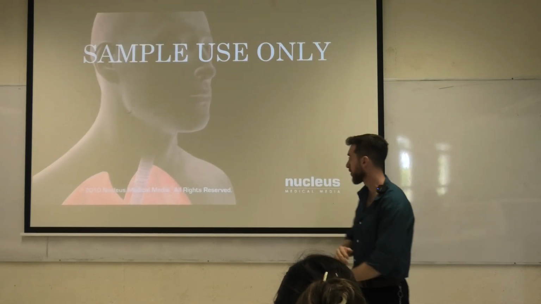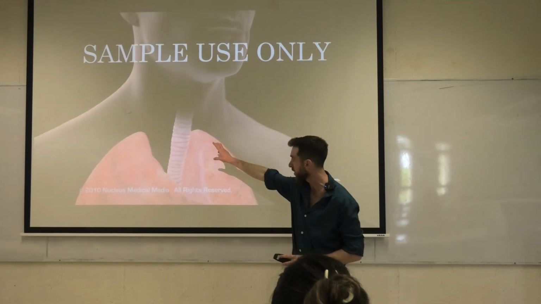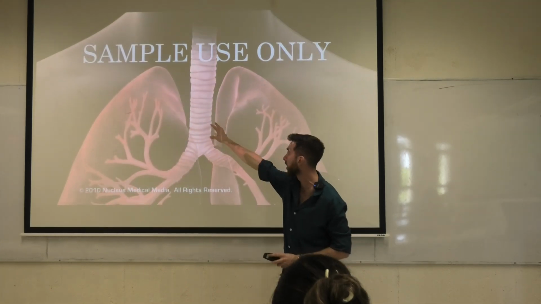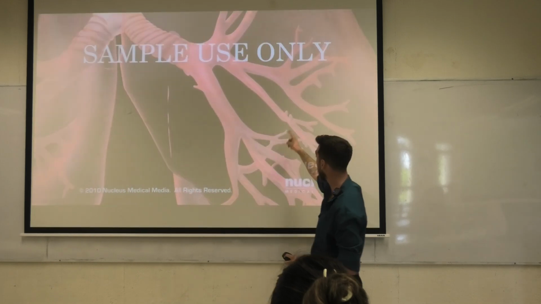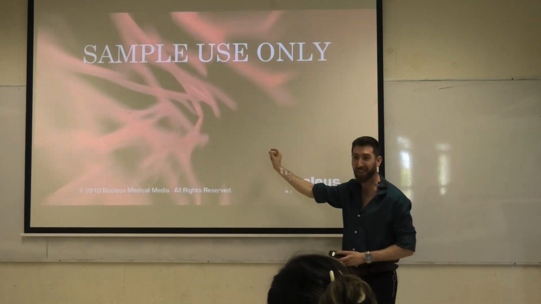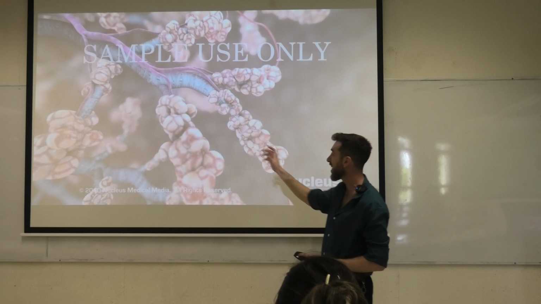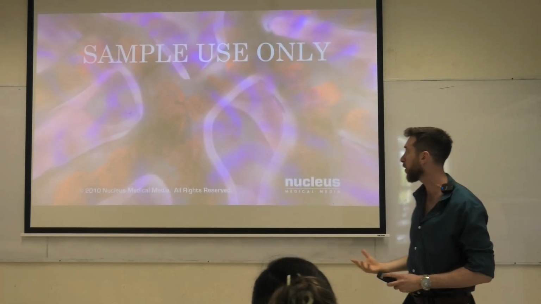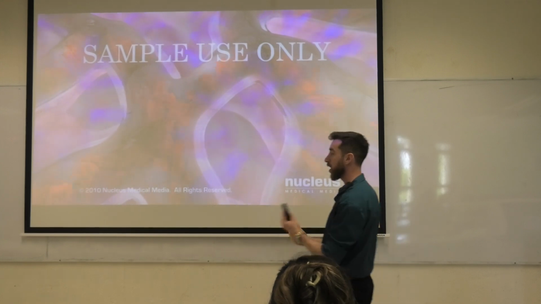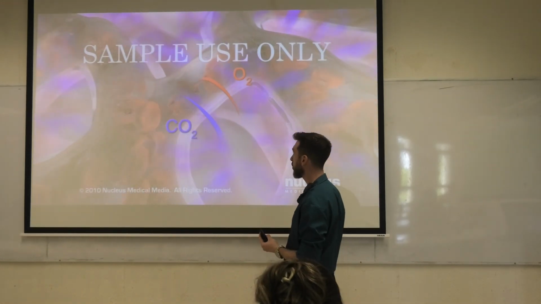Oh, yes, it's working. So as you see, the lungs are an upside down tree. You have the trachea, which splits into the two bronchi, which split into the bronchioles, which end up like the leaf in the smallest unit of breathing, the alveoli. And in the alveoli takes place what we just talked about, the gas exchange between carbon dioxide and oxygen.